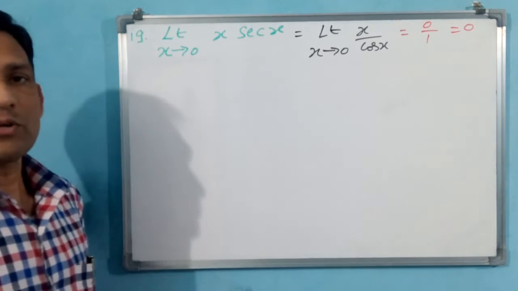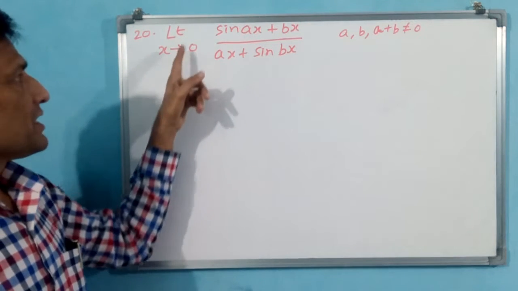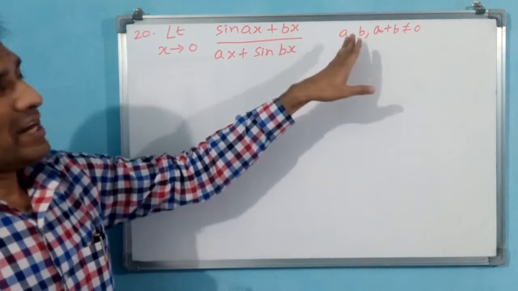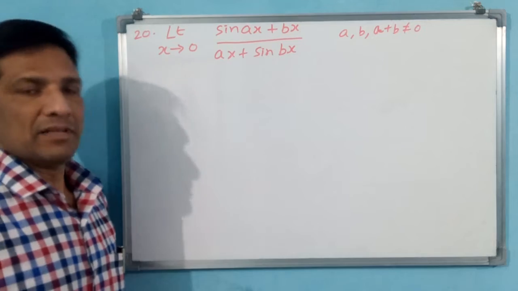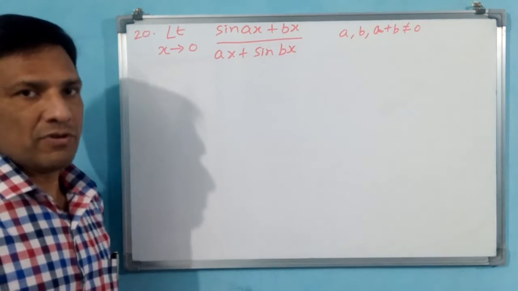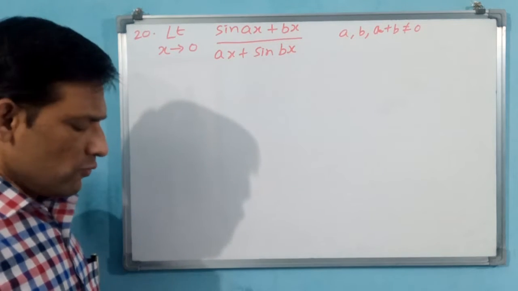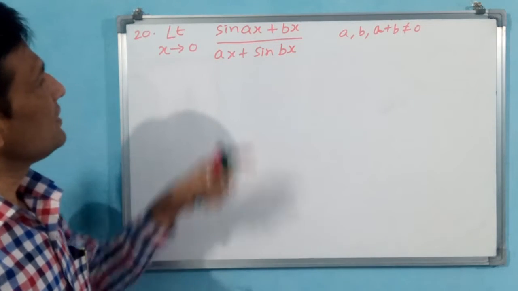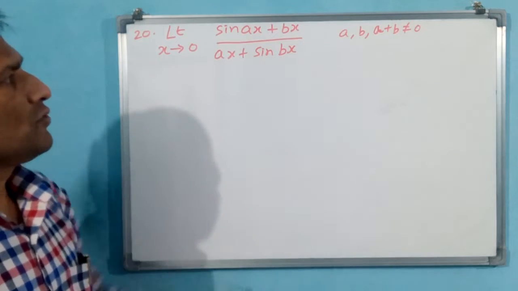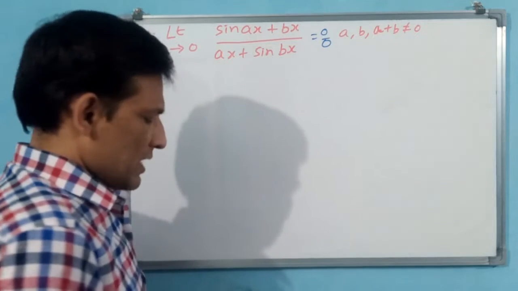Okay, let us go for the 20th question. See, 20th question, question number 20: limit x tends to 0, sin ax plus bx by ax plus sin bx, where a, b and a plus b are not equal to 0, like they are telling. See how to proceed. If we go the normal way, I think 0 by 0 is going to come. Why? Because sin 0 is 0, 0 plus 0, 0 plus 0. That means this is going to come as a 0 by 0 case.